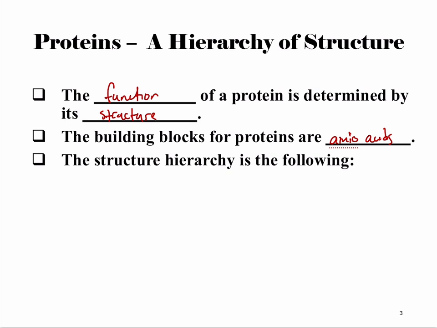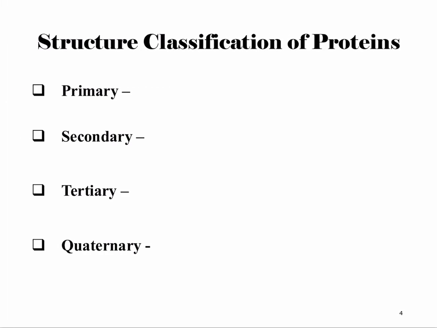And so the structure hierarchy is we're going to have primary, secondary, tertiary, and quaternary structure. So how do we determine the different structures? Basically we're going a step out and looking at it as the structure gets more and more complicated. So primary structure is just the specific amino acid sequence that we see in proteins.